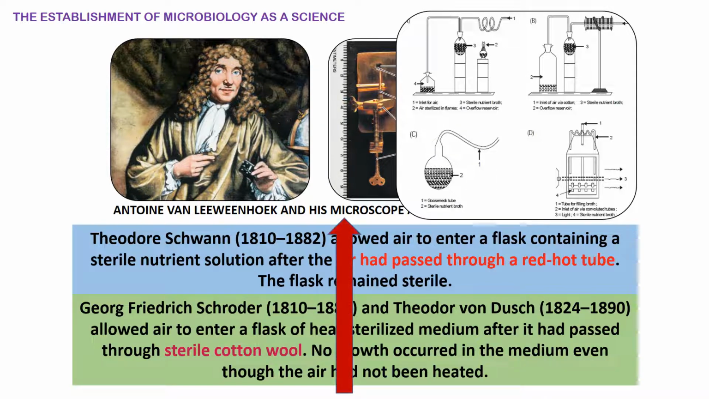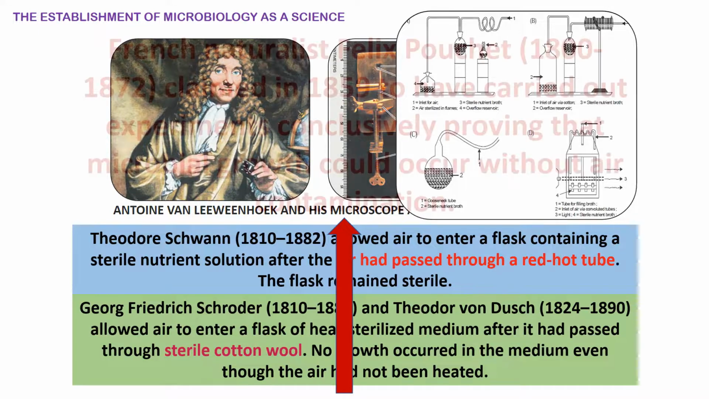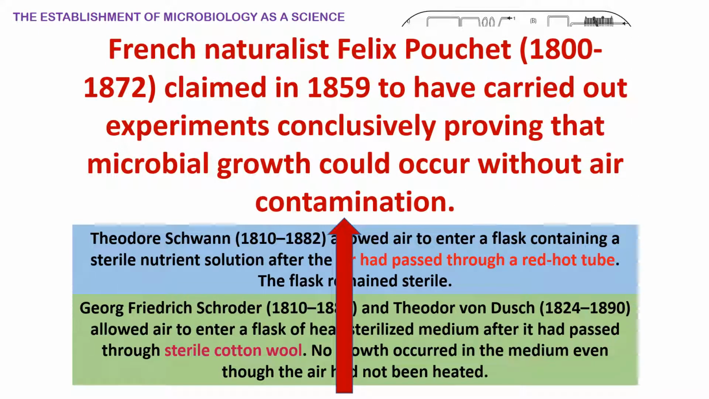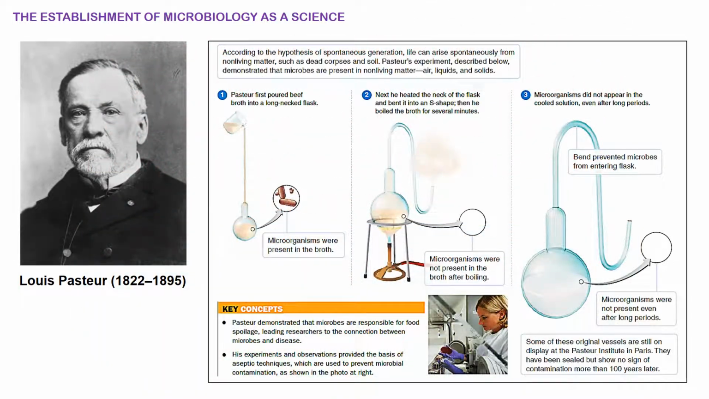But despite these experiments, there is this French naturalist, Felix Pouchet. He claimed in 1859 to have carried out experiments conclusively proving that microbial growth could occur without air contamination. And this claim provoked Louis Pasteur. So again, Louis Pasteur, he's a French chemist, he must settle the issue once and for all.